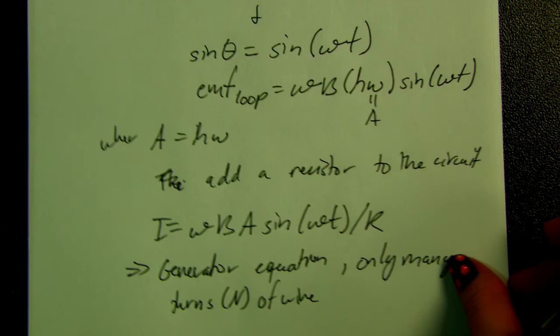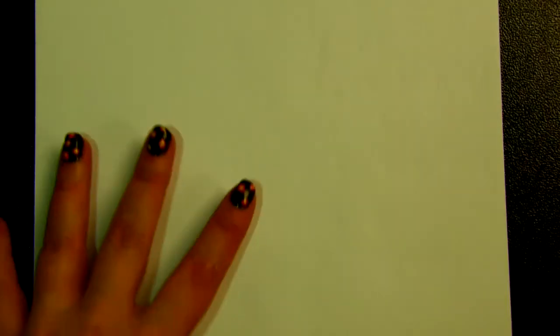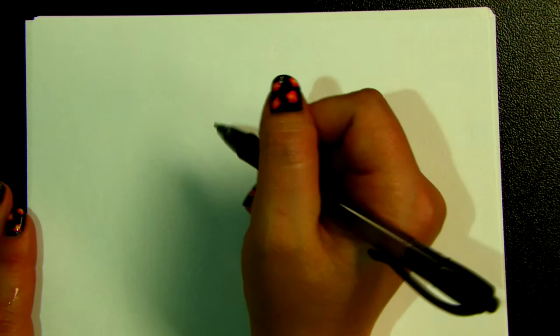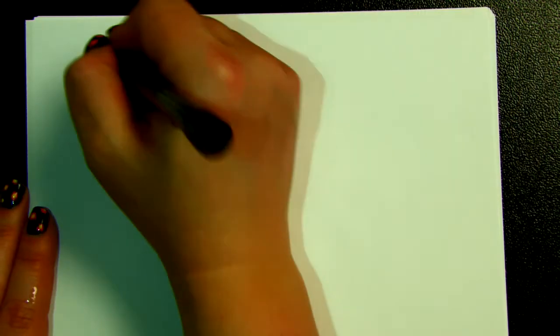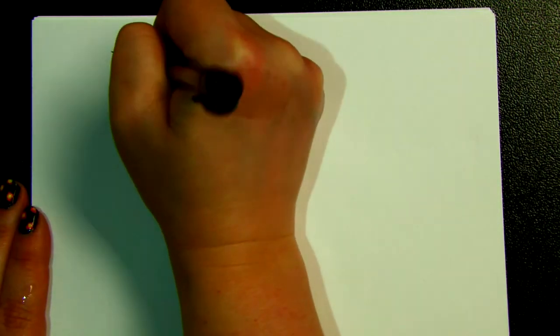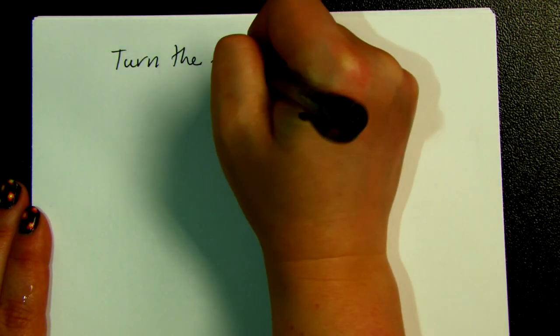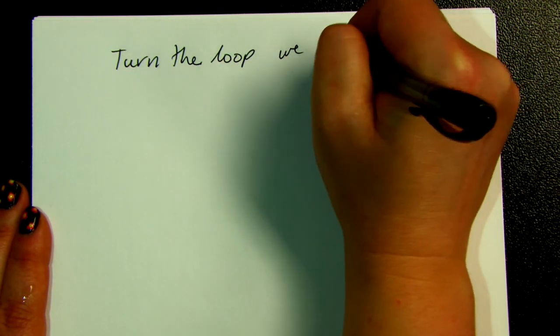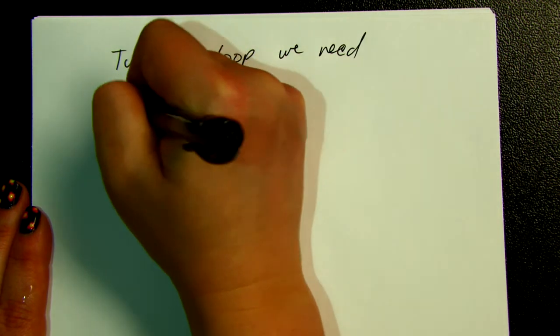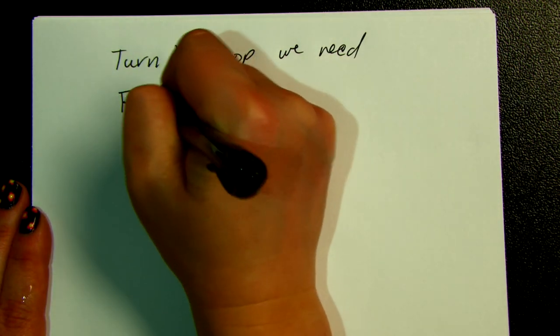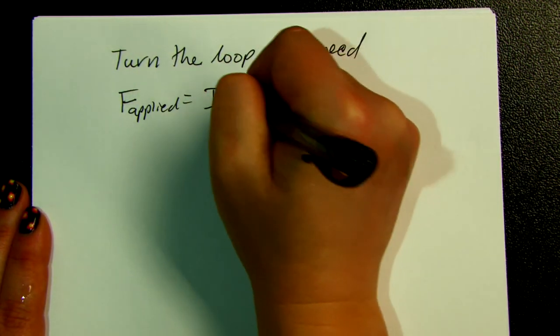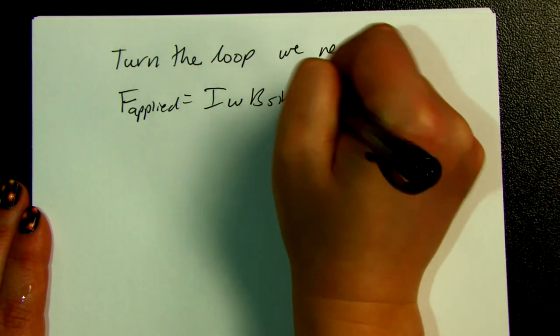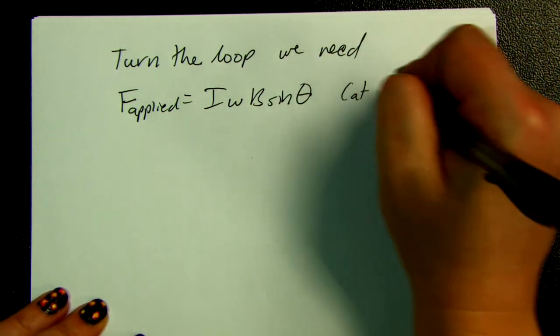Now, you might be thinking, wait, this is physics. We don't get something for nothing in this class. What about the power to turn the generator? And you're right, you don't get something for nothing. You do need power to turn your generator. So in order to turn the loop, we need an applied force. Force applied is equal to IWB sine theta at both ends.